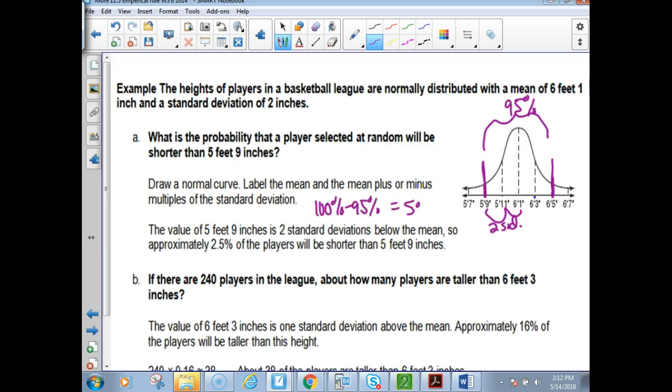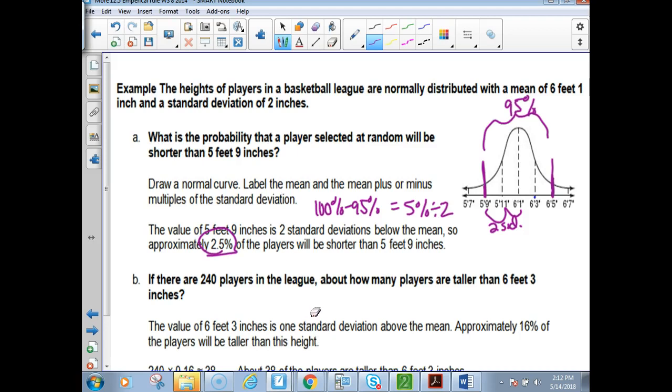5% left. But that would be whatever's to the right of that many standard deviations and whatever's to the left, and that's cut. You have to divide that by 2. So that's where they're getting that 2.5% of the players would be shorter than 5'9". Okay.